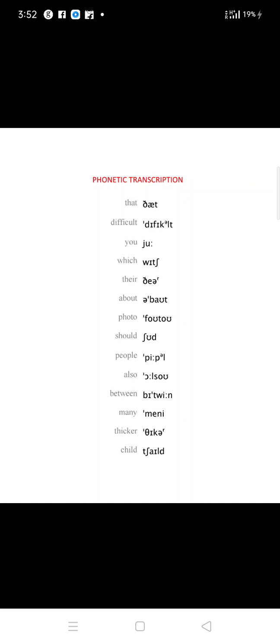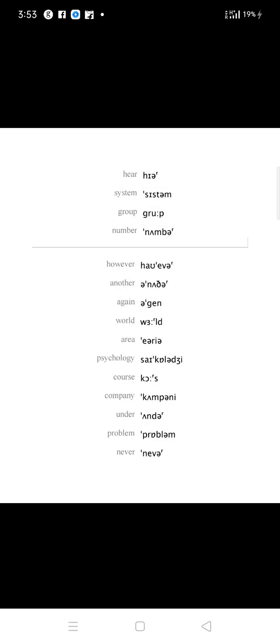I have already uploaded both the files, so you can find them in Google Classroom and also in the group. You can go through the files. You can go through all the symbols again and again. Then you will get a clear concept about how you can do phonetic transcription. Now let's do some more practice.